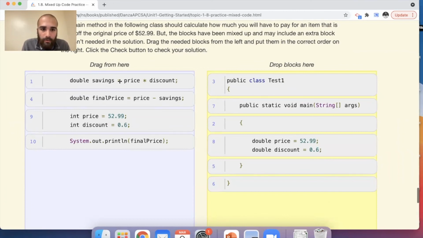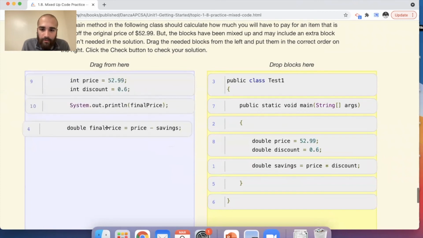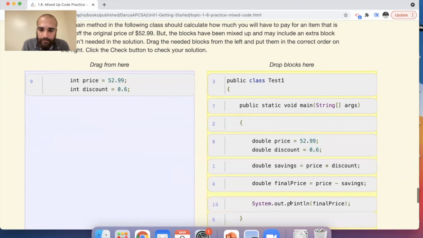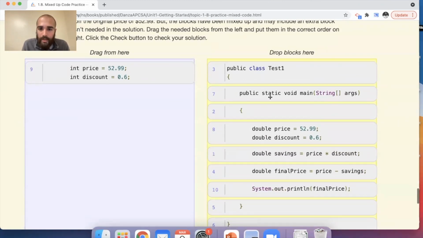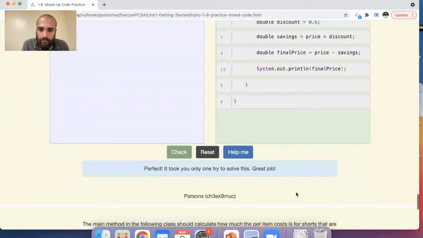And then I'm going to find out what the savings is and create a variable called savings. So I'm going to take the price and multiply it by the discount. I'm then going to find the final price by taking the price and subtracting whatever the savings was. Then we'll print it out. Okay. Open class, open main method, curly brace, declare and initialize our variables. This one we're doing some mathematical arithmetic calculations. This one as well. And then we're printing out the final price. All right. Let's see if we got it right. Looks good.